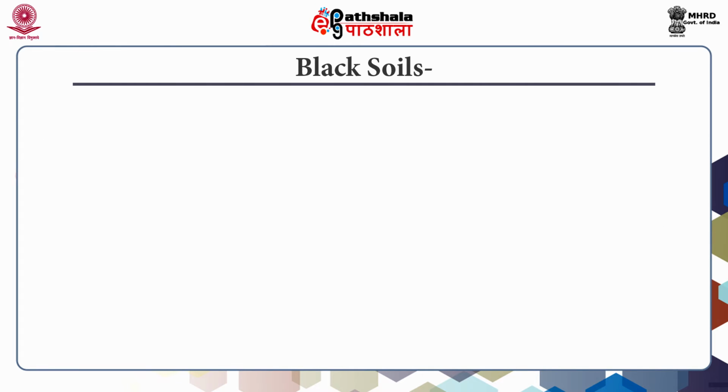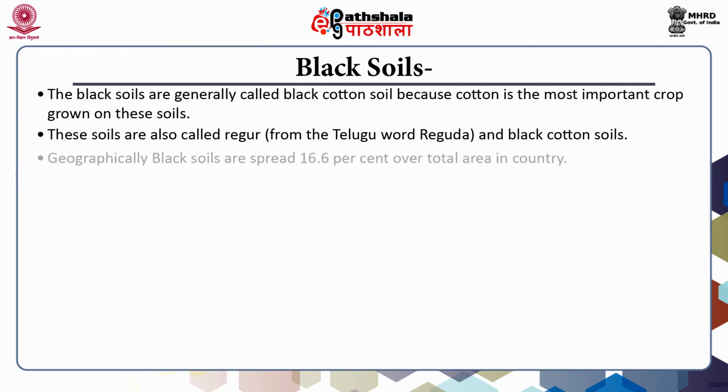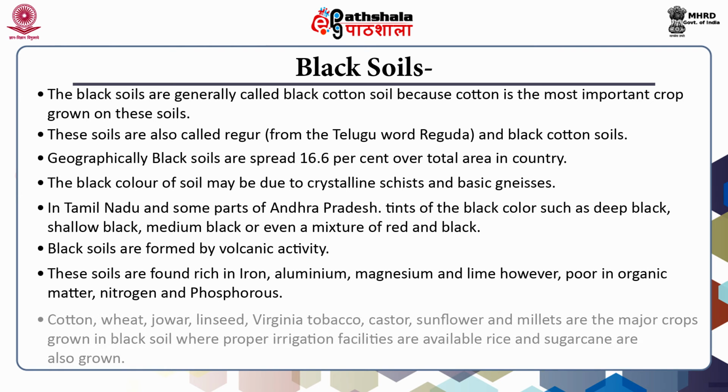Next is black soils. The black soils are also called regur and black cotton soil because cotton is the most important crop grown on these soils. Several theories have been put forward regarding the origin of this group of soil, but most pedologists believe that these soils have been formed due to the solidification of lava spread over a large area during the volcanic activity in the Deccan Plateau thousands of years ago.